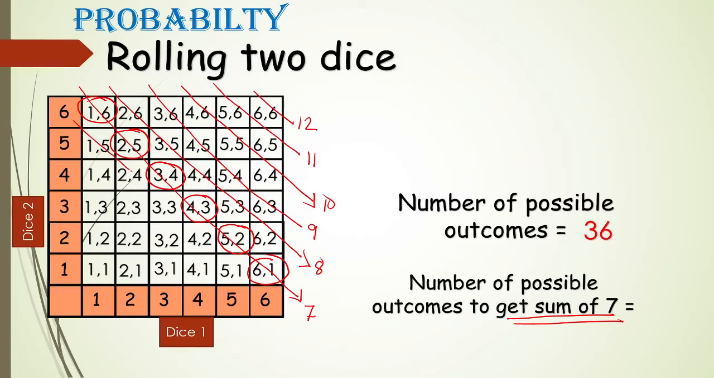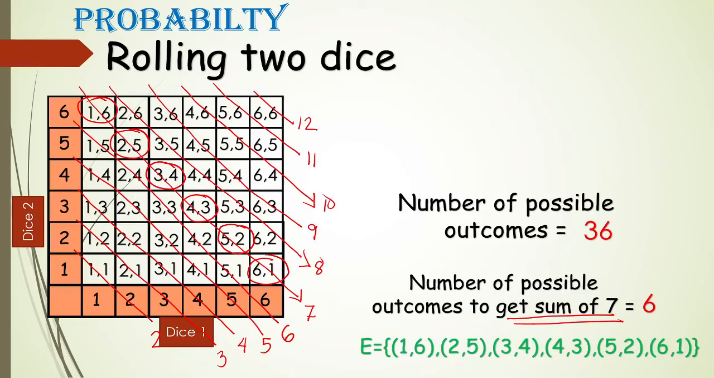Same thing with this side. If I add these numbers, how much do I get? 6. These numbers here, 5. These numbers here, 4. What about this? 3. And lastly, 2. So we have a pattern there when we are getting sums. So how many outcomes are there to get a sum of 7? 6. And the outcomes are 1, 6, 2, 5, 3, 4, 4, 3, 5, 2, and 6, 1.